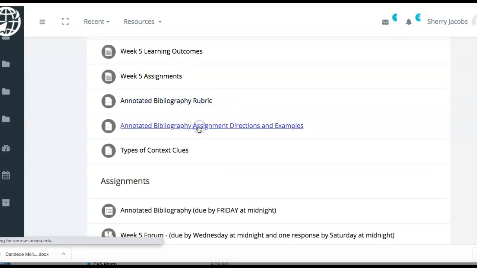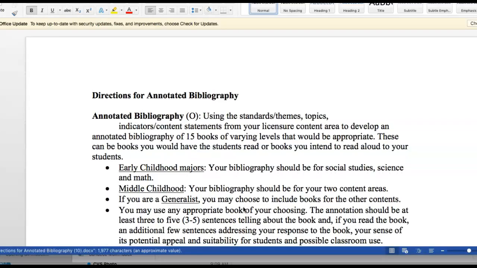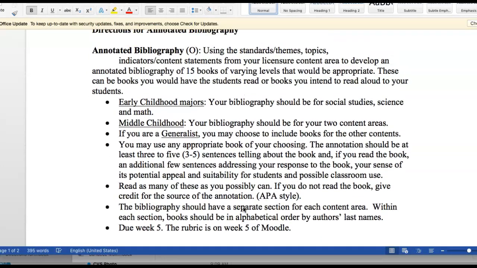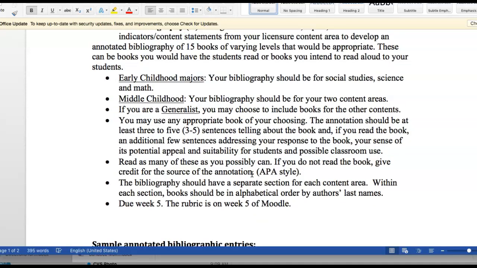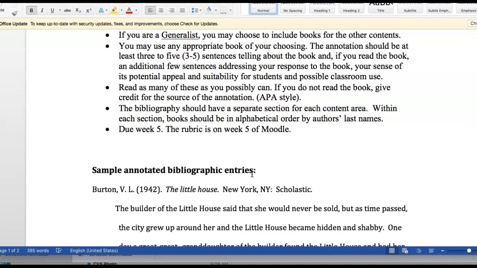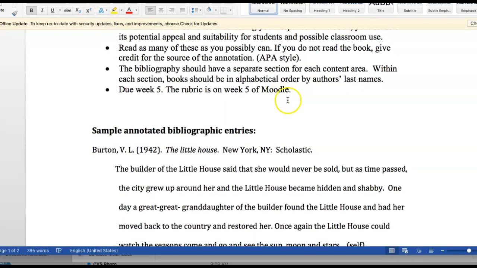Here are the assignment directions and examples. As an early childhood major, your bibliography should be for social studies, science, and math. Middle childhood, your bibliography should be for your 2 content areas. If you're a generalist, you can choose to include books for the other contents, and so on. These are things that I basically went over with you in the rubric itself.